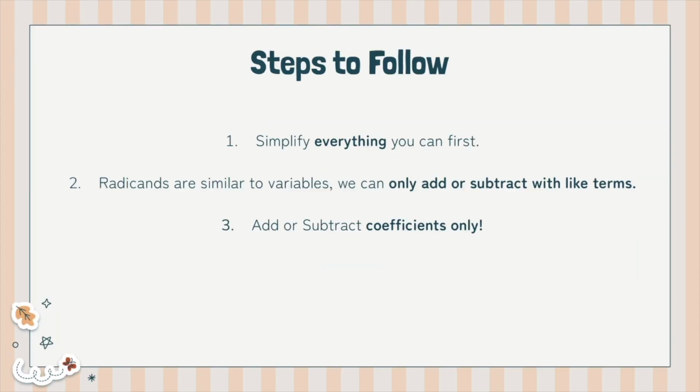So here are the steps we're going to follow when solving, adding, and subtracting radicals. One, we're going to simplify everything we can first. Then, radicands are very similar to variables, so we're going to only add and subtract with like terms. And then we're going to add and subtract our coefficients only. So now let's take a look at an example of this with example A.